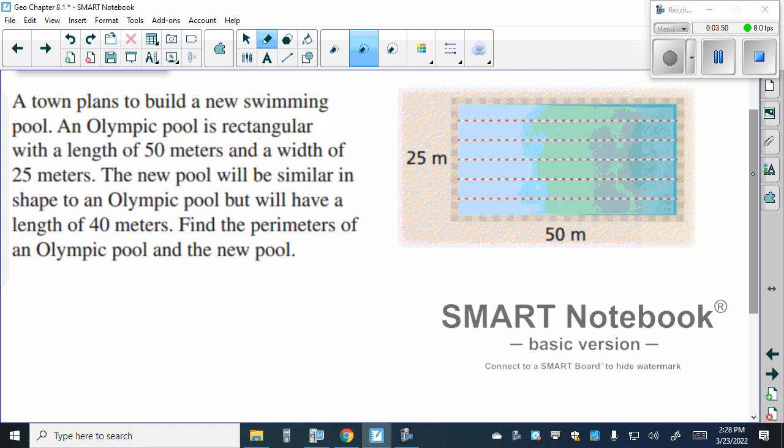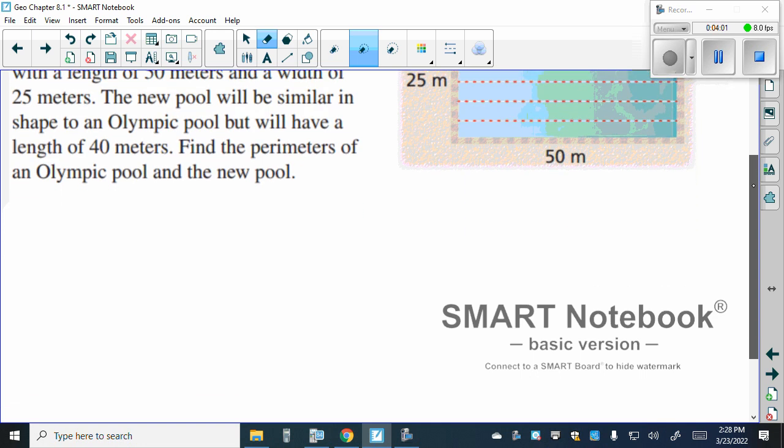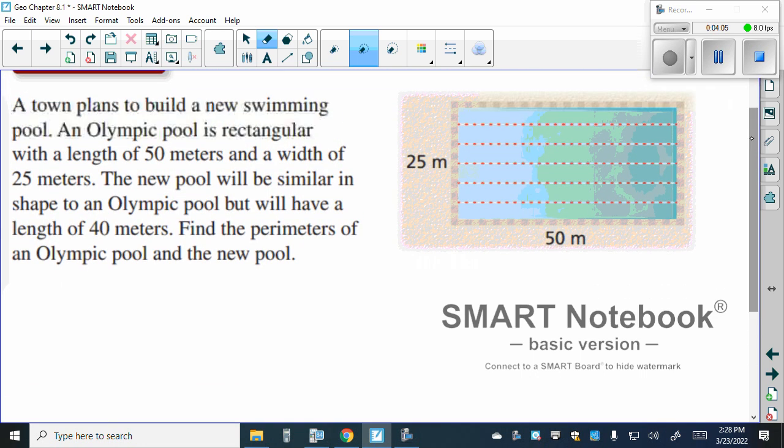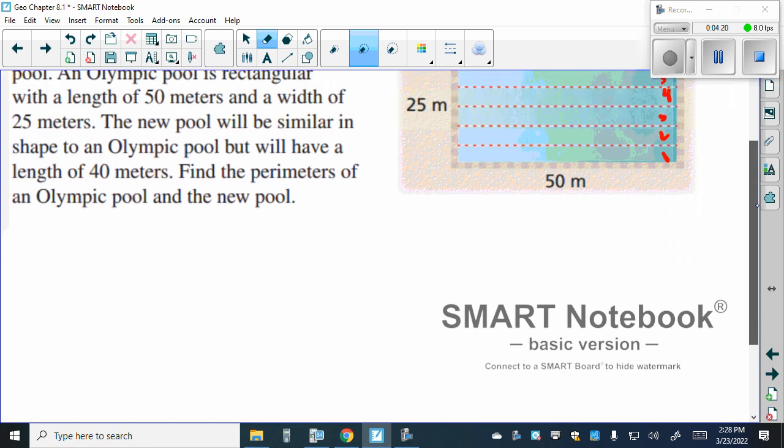Now, a town plans to build a new swimming pool. An Olympic pool is rectangular with a length of 50 meters and a width of 25. Okay, we have that here. I mean, they can have more lanes because this only has 6 lanes at 25 meters. So they're normally a little bit wider, but they are 50 meters.